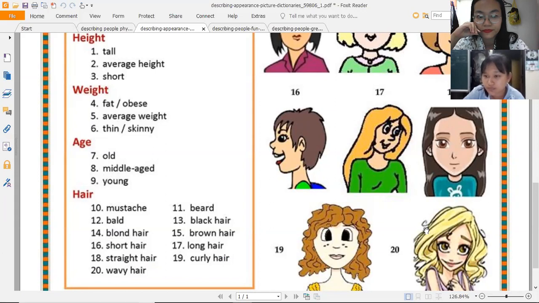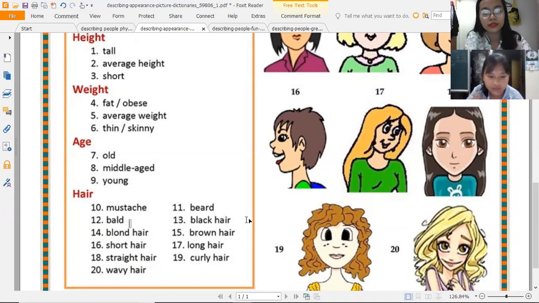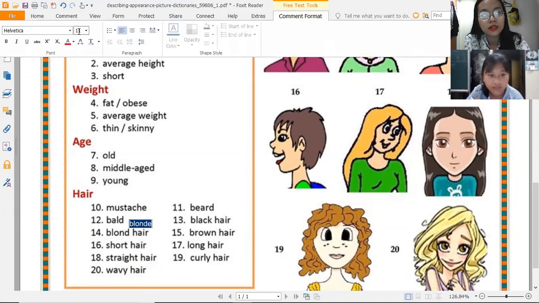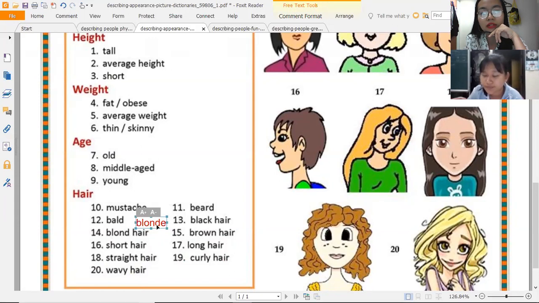We have two types of spelling for blonde. This one, B-L-O-N-D, is correct. But we have another one, B-L-O-N-D-E. We have one more letter, E. So I type it here for you. This one is still correct. If you see some books, they write the word like this, it's still correct. We have two types of spelling here.